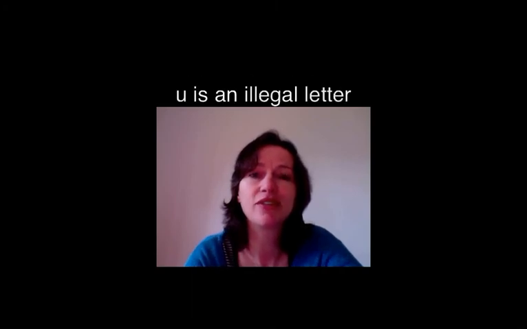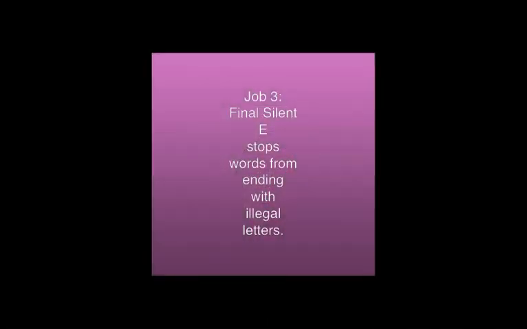U is an illegal letter. We've covered this before. So, the third job of final silent E is to stop words from ending with illegal letters. So let's enshrine that now. Job 3. Final silent E stops words from ending with illegal letters.